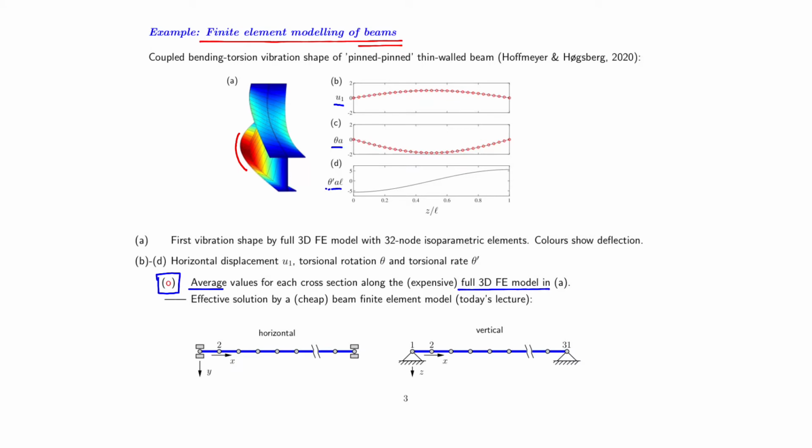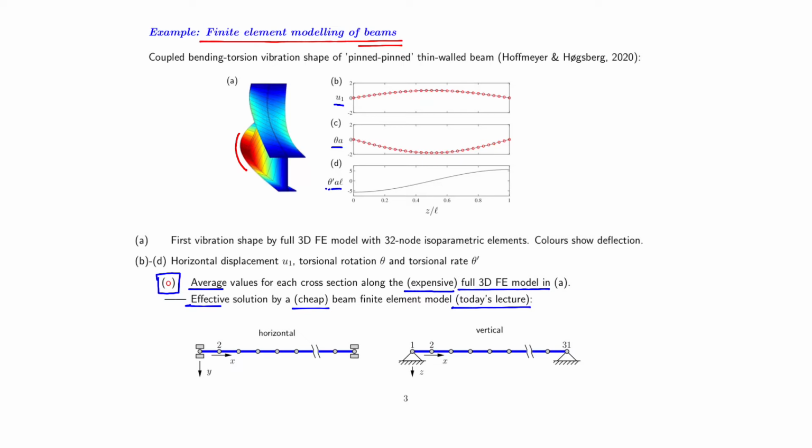And it's important to note that this is actually an expensive calculation to find a single vibration shape for such a model. There are many degrees of freedom, and it's fairly expensive computational-wise to solve a full structural problem using standard finite elements. So therefore we are of course looking for effective and cheap beam elements, and that is of course the essence of today's lecture.